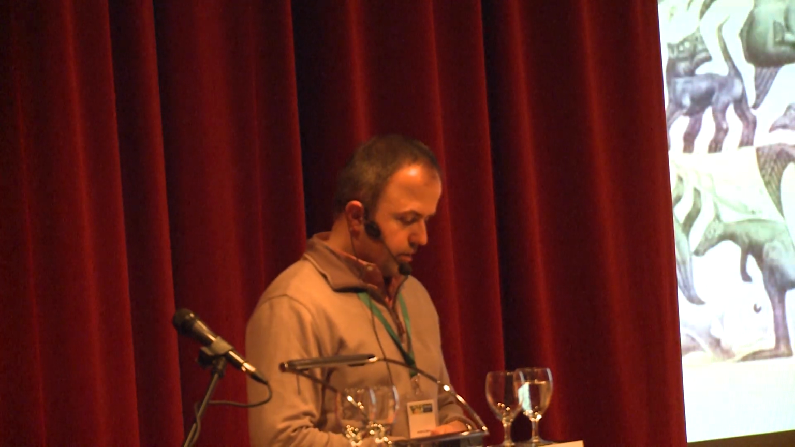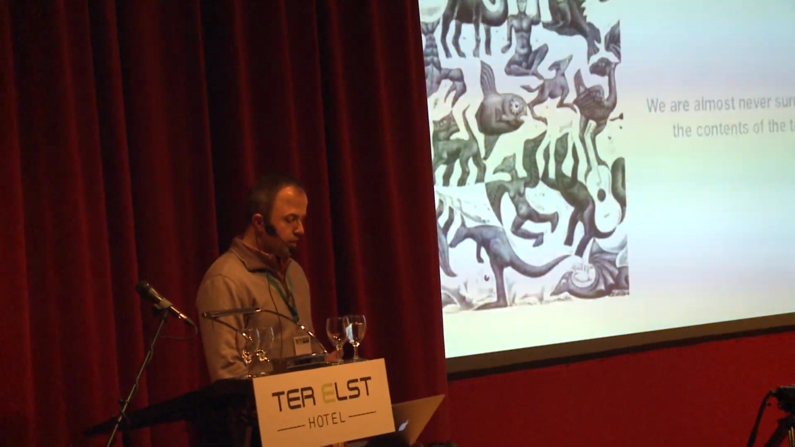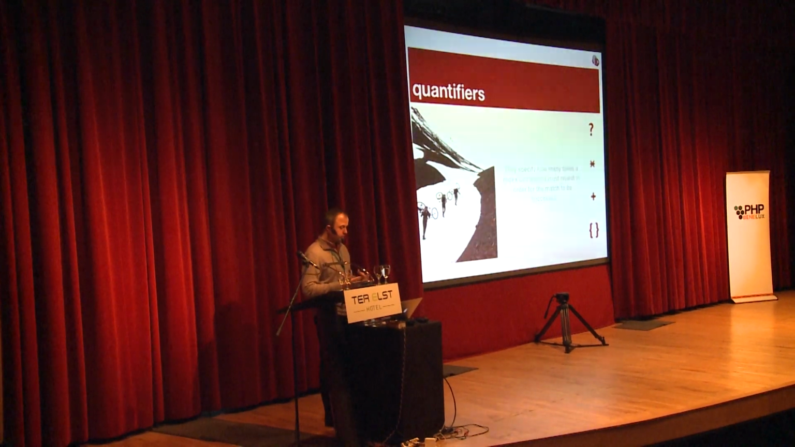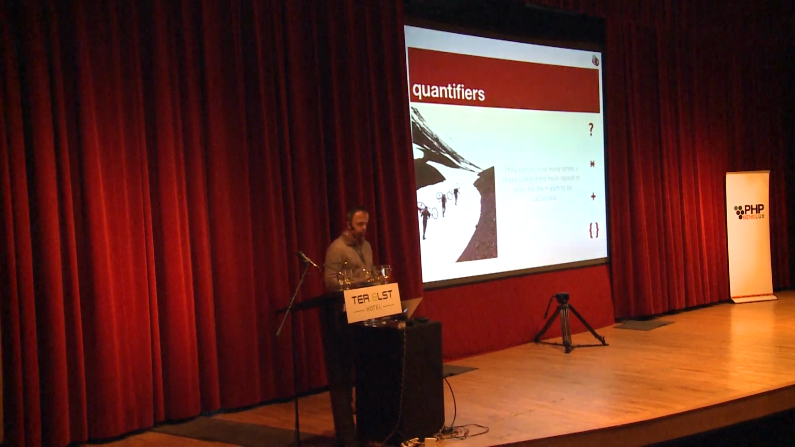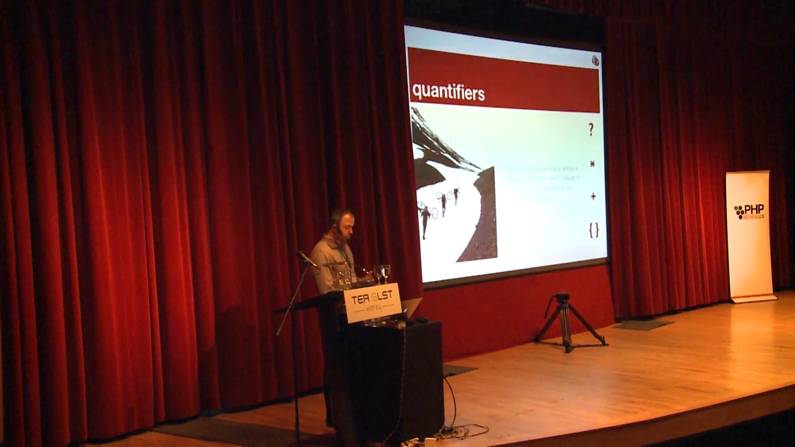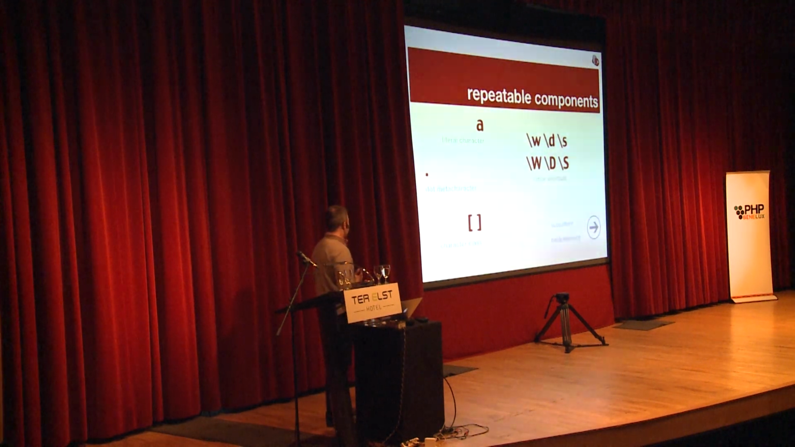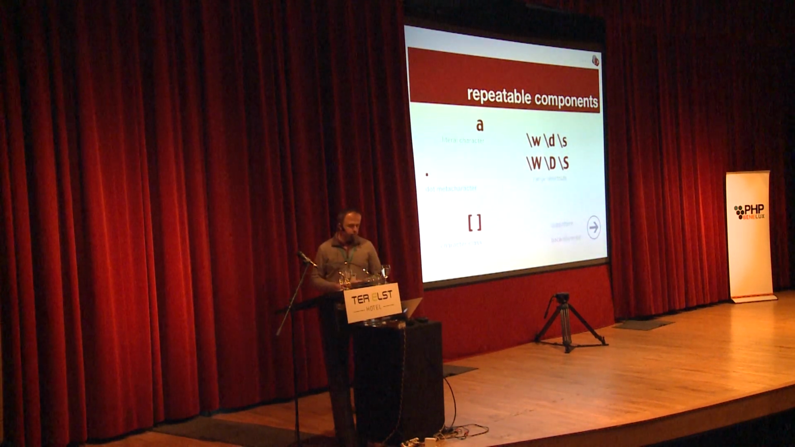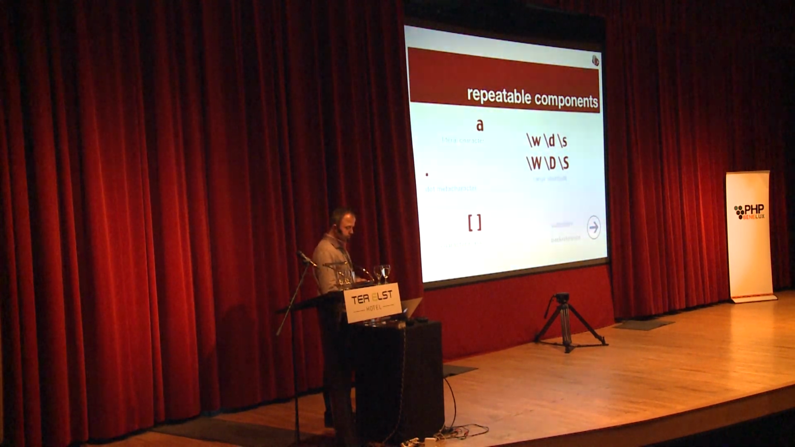Okay, let's talk about quantifiers. The contents of the text we're trying to match or validate, we're almost never quite sure about what's going to be there. So quantifiers help deal with that uncertainty in the text. They specify how many times a certain regular expression component has to repeat in order for the overall match to be successful. The repeatable components that you can apply quantifiers to are things like literal characters, this dot metacharacter, a character class, those range shortcuts, which are just character classes basically, and then a couple more things like subpatterns and back references, which we'll mention later.